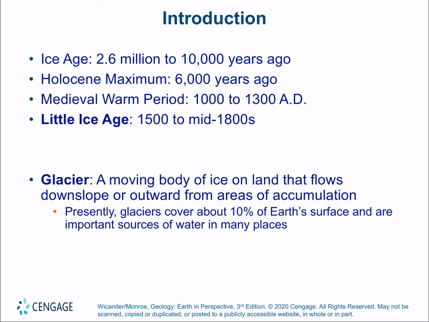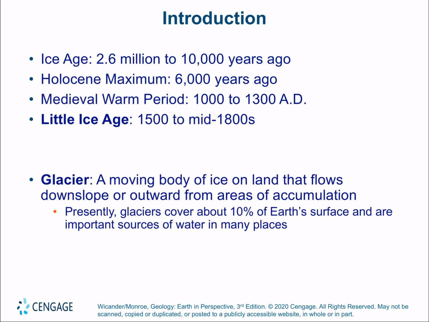Our ice age happened between about 2.6 million to 10,000 years ago. What we consider to be the Holocene maximum was about 6,000 years ago. The medieval warming period was about 1,000 to 1,300 AD, and the Little Ice Age was 1,500 to mid-1800s.